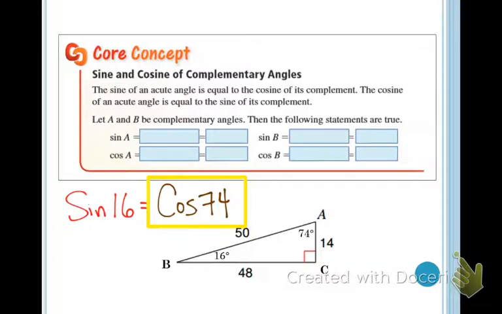Here's why. Terrell, over there, you're going to type in your calculator sine of 16. Blake, over there, you're going to type in cosine of 74. Go. We're going to round to 3 places. So Vanasia, what did you get for sine of 16?